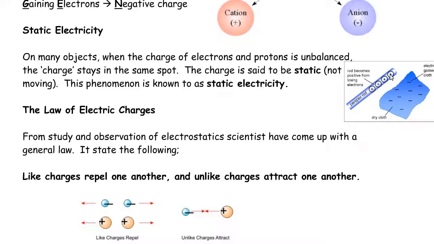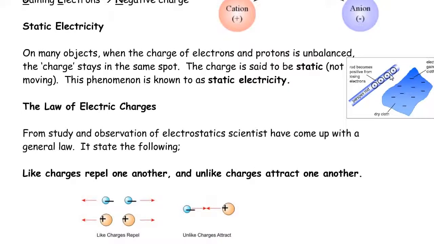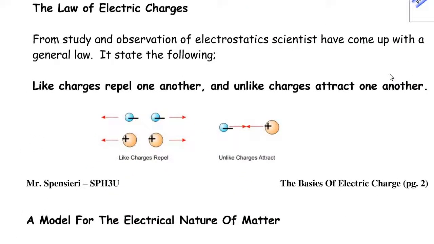When objects are charged, they can either be positively charged or negatively charged. The way they interact with each other and other charged objects is described in the law of electric charges. Similar charged objects repel one another, while unlike charges attract one another. And both charged objects, both positive and negative charged objects, attract neutrally charged objects.